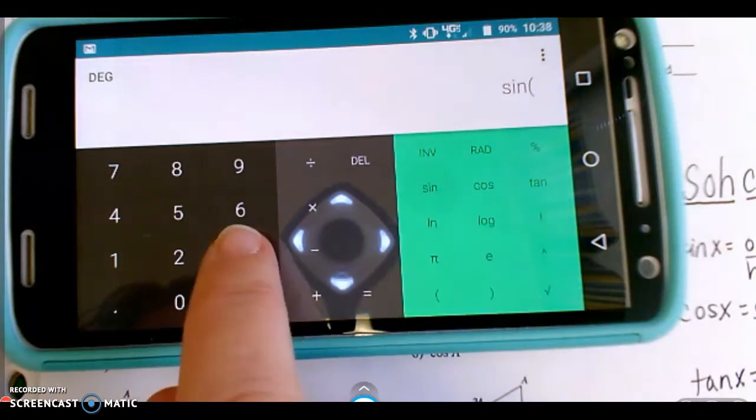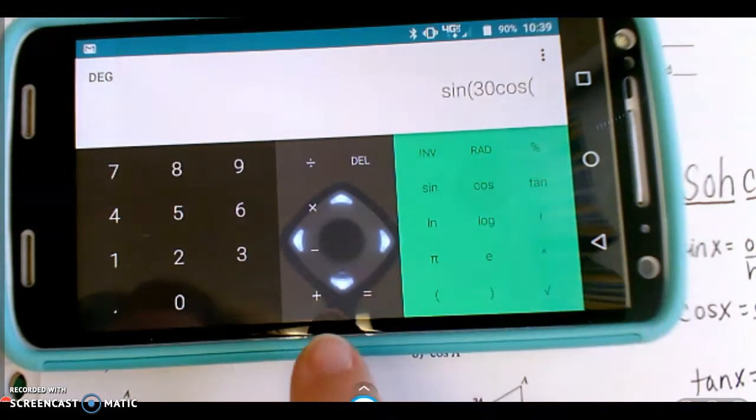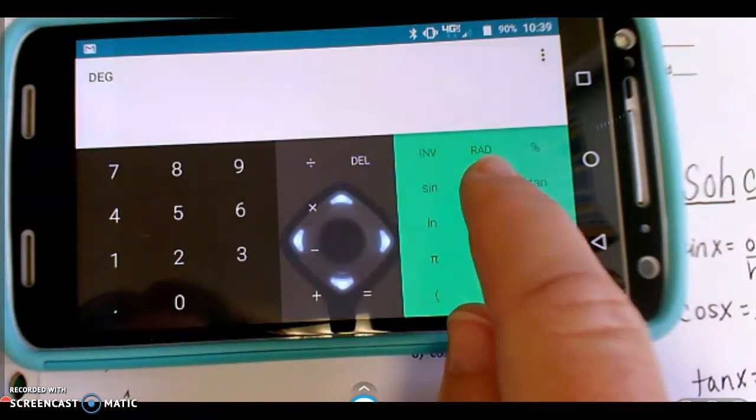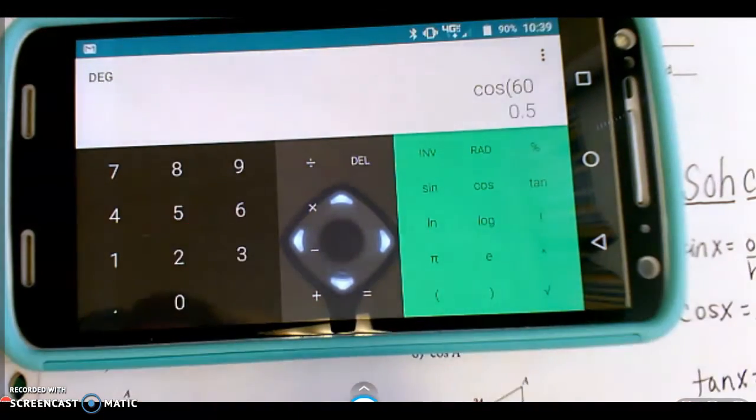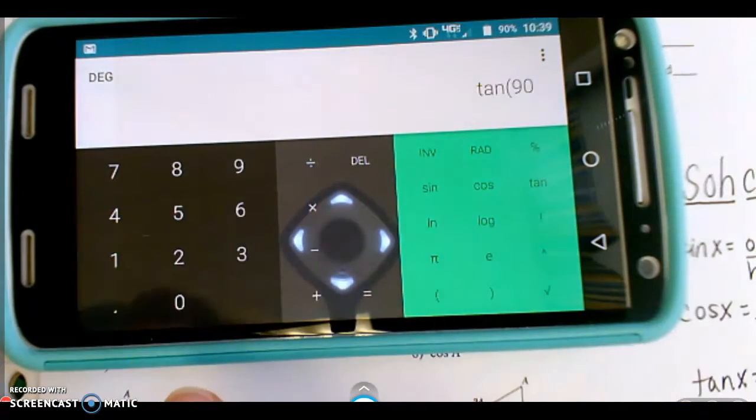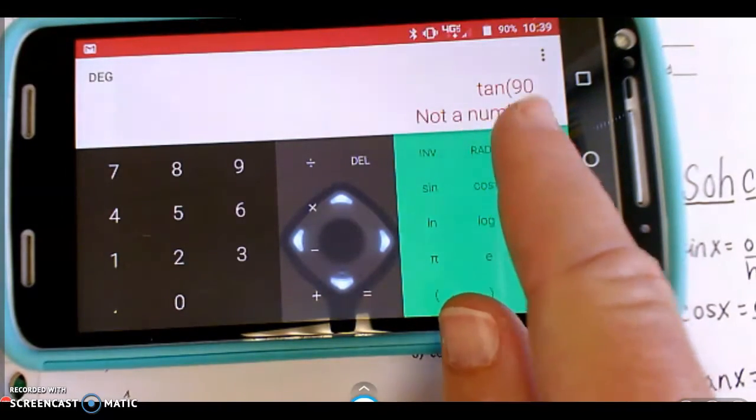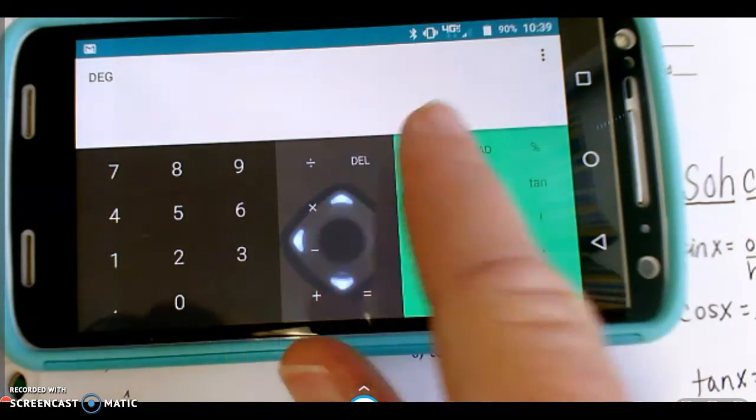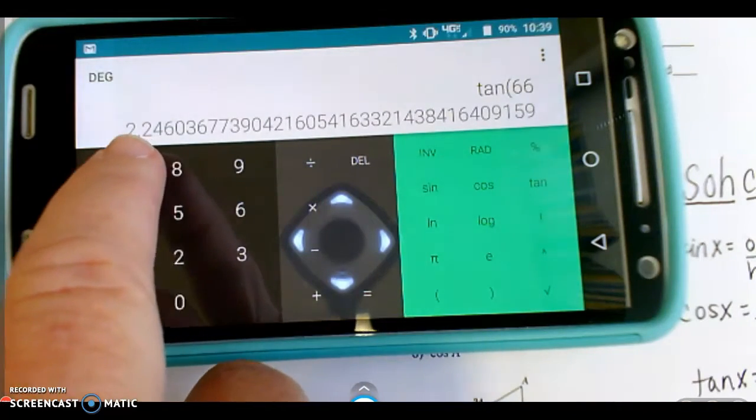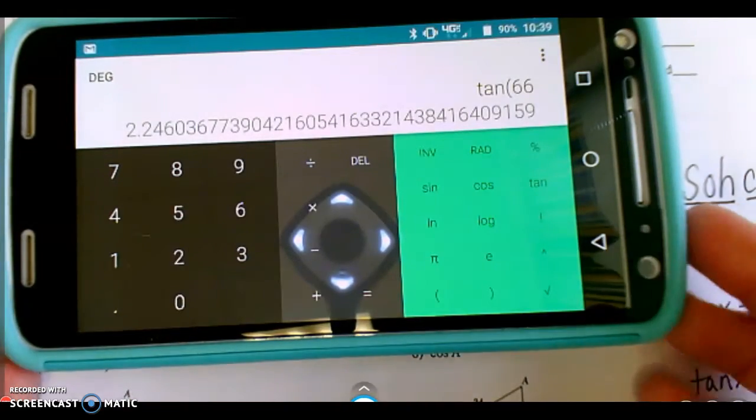If you just press sine and then press 30, you'll get an answer like a half. Cosine of 60 is also a half. It won't always happen that way. Tangent of 90, it didn't give us an answer. That means it's not a number, it's undefined. There will be ones like that that are undefined. Tangent of 66 gives strange decimals, so just write a couple places. But I wanted you to see that on your phone you can do this.